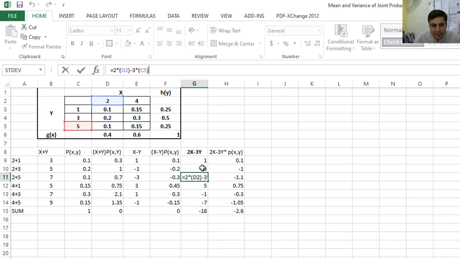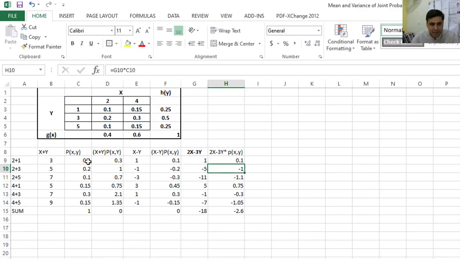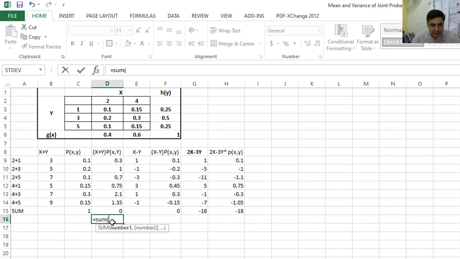I already calculated this, so these are the values now. In this case, x is equal to 2 and y is 5. So when you put 2 into 2 minus 3 into 5, you will get this value. And then in this step, is equal to this value multiplied by the joint probabilities, and when you add this, you will calculate. Now we want to calculate is equal to sum.